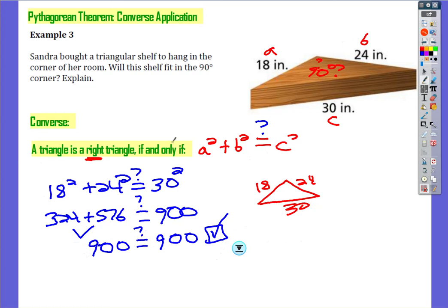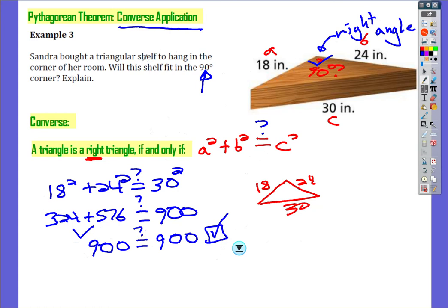And that tells you that it's a right triangle, because if and only if A squared plus B squared equals C squared, it's right, which means we can confirm this is a right angle. So therefore, if it's a right angle, it will fit in a 90-degree corner. And we can say, yes, this will work. So there's an application of the converse.